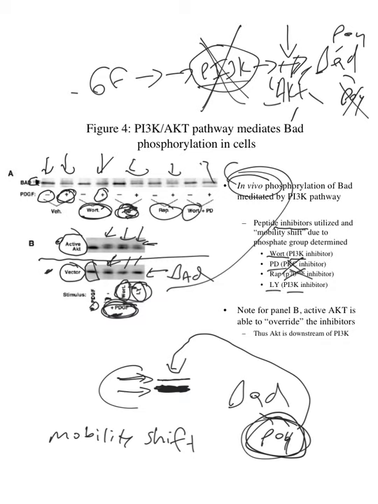So the bottom line here is that active AKT that's always on and doesn't need the upstream members of the signaling pathway can override the PI3 kinase inhibitor, and that places AKT downstream of PI3K in the pathway.